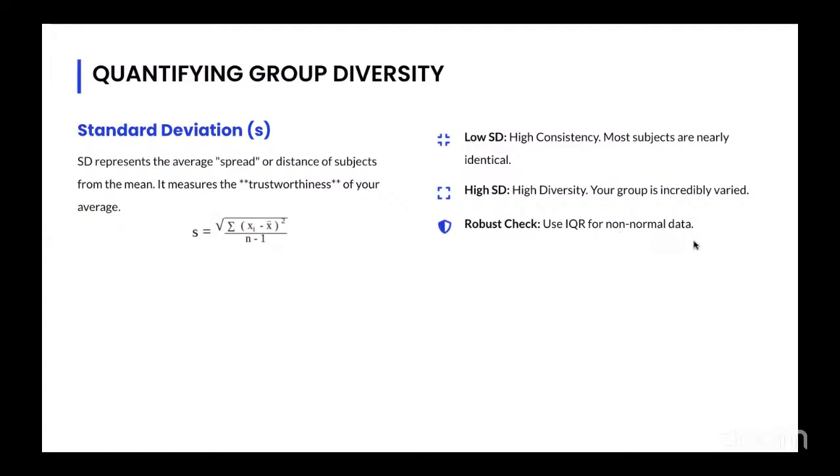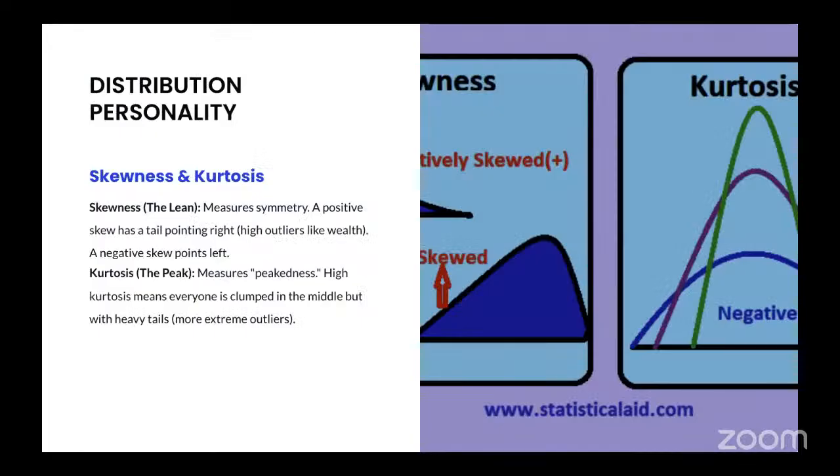So if, for example, the average recovery time is 5 days, but your standard deviation is 10 days, that average is almost meaningless because the patients were all over the map. So the standard deviation tells you how much you should trust your average. This is also an important thing to look at when we're doing our study.